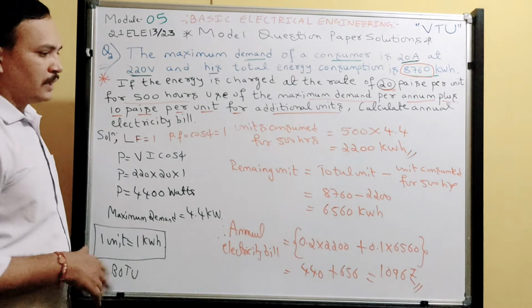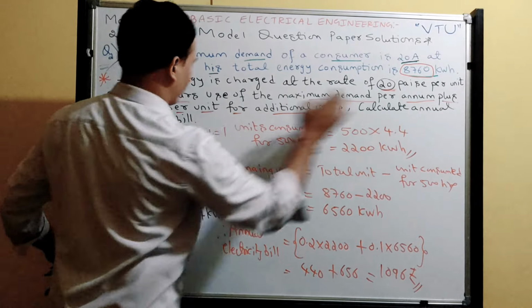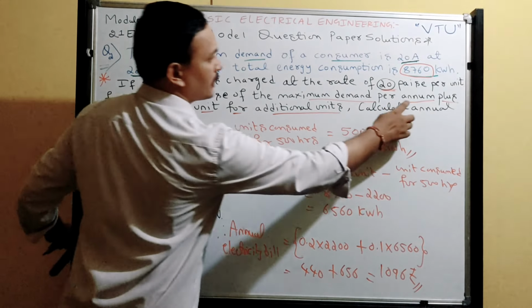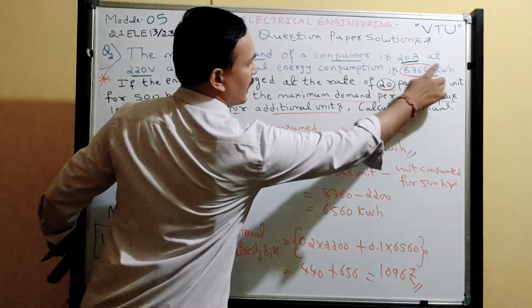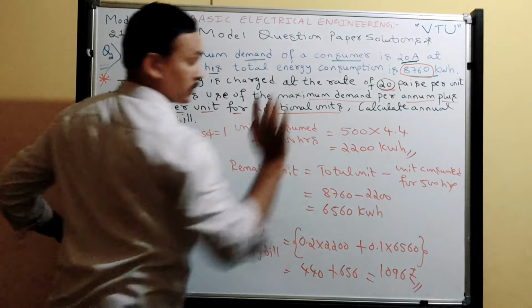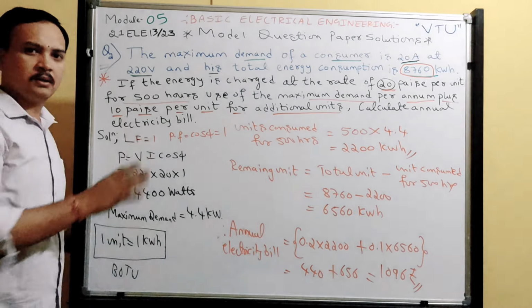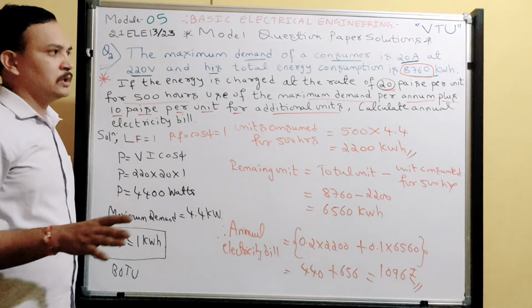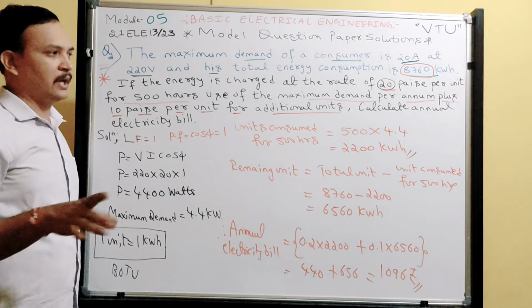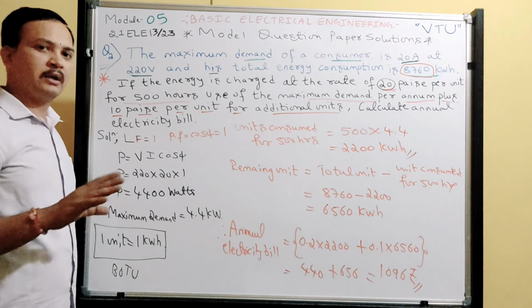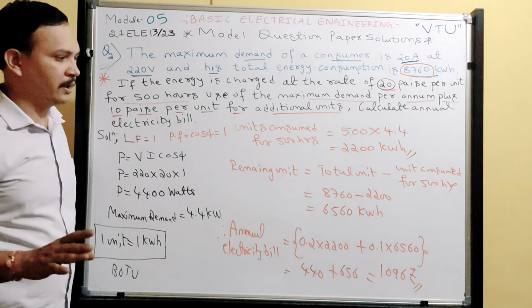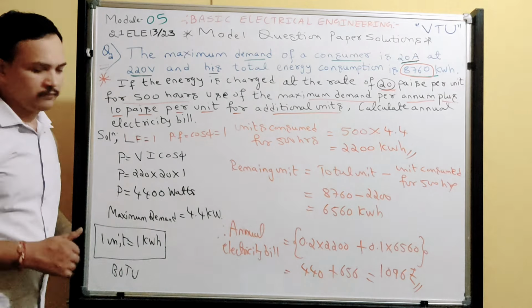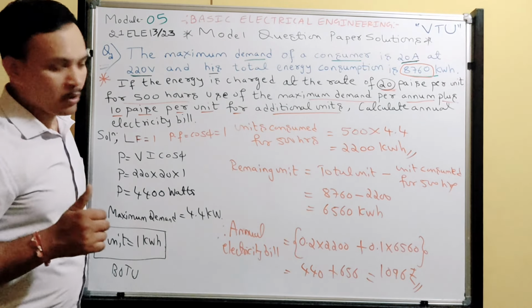Understood? So if they ask per month, then this data should be per month; everything should be per month. There cannot be per month and per annum together. They should ask for any one: either the entire thing per annum or the entire thing per month. Got it? Understood, guys? Fine. So let me go to the next question.